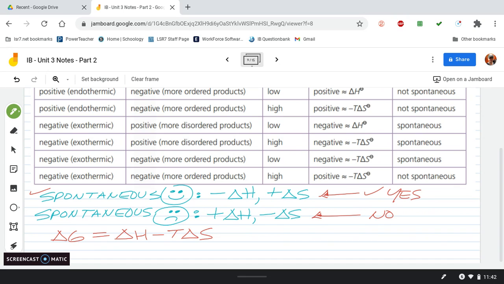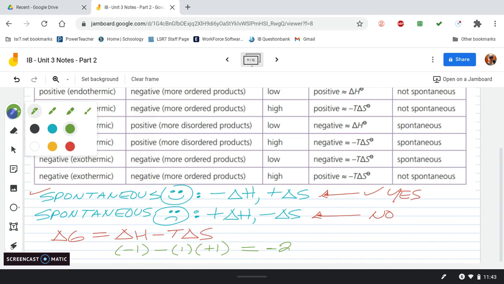So let's look at this. If I put a negative number in here, we'll make it real easy, just make it -1, minus, and then let's just make temperature 1, and then let's make delta S positive 1. Think about what happens here. We have a minus value, and then we are subtracting, so -1 minus another 1 is going to equal -2.